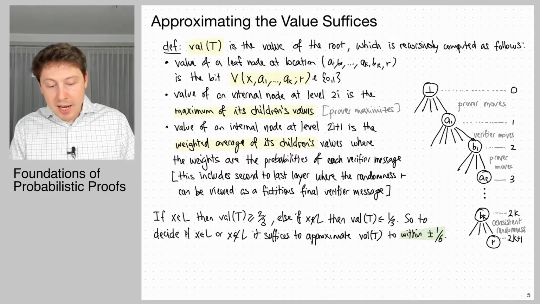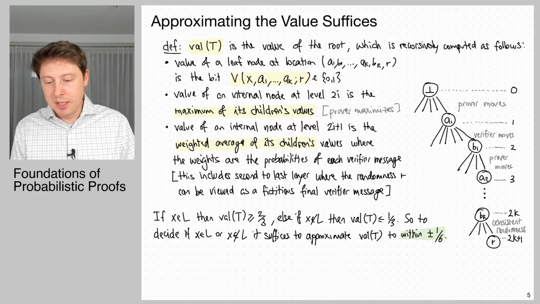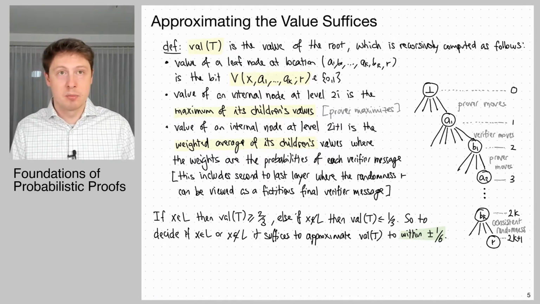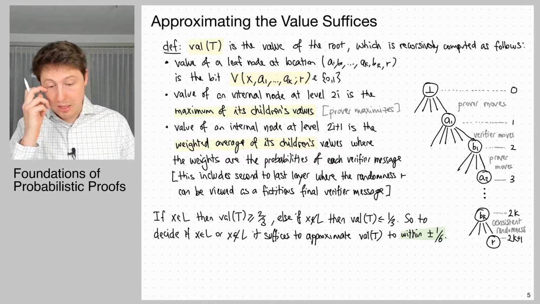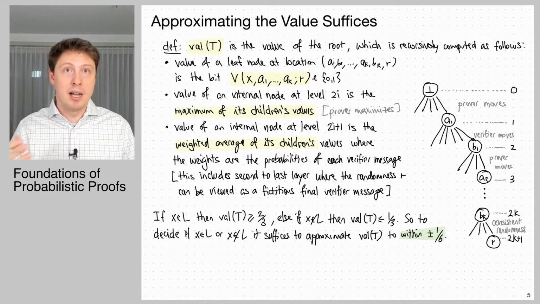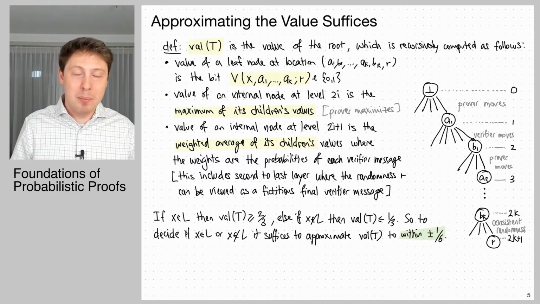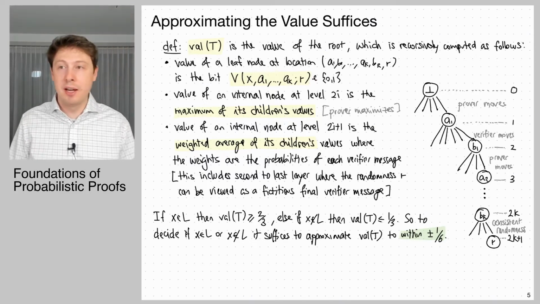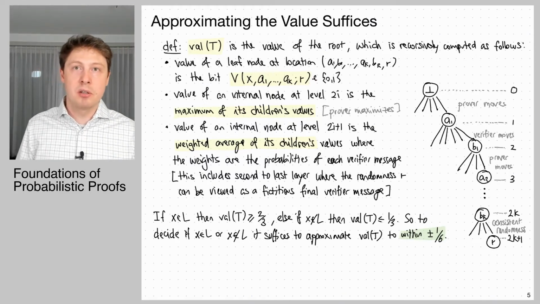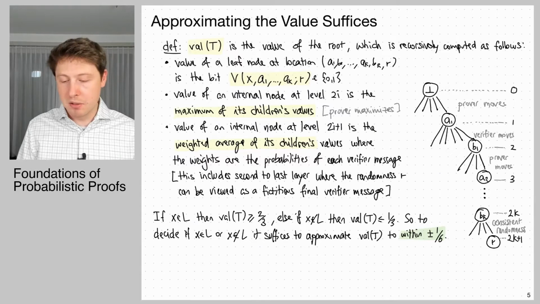So to decide if x is in L or not, it suffices to approximate the value of the tree to within, let's say, an additive factor of 1/6 or 1/10 or whatever, right? So 2/3 and 1/3 are a third apart, right? So you slice that 1/3 in half, you get a 1/6. So as long as your additive approximation is better than 1/6, you're going to be fine.